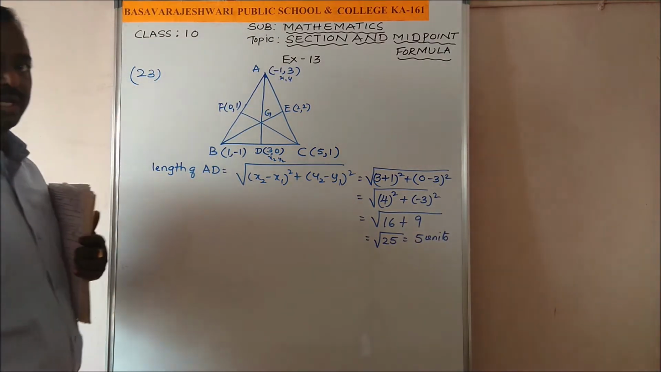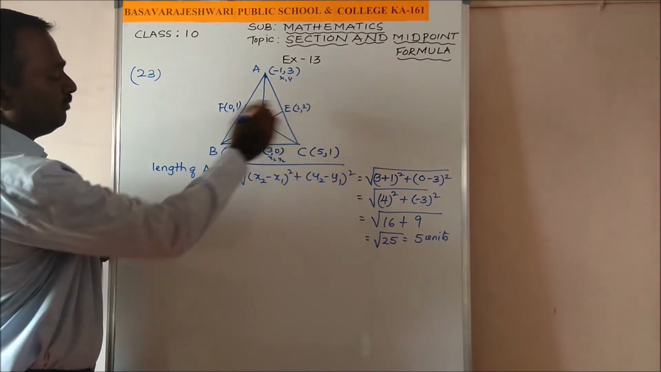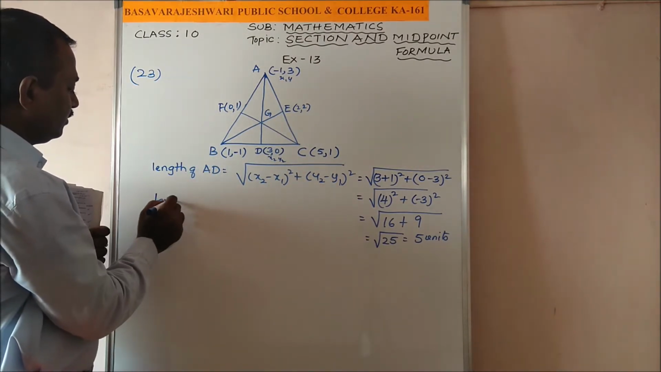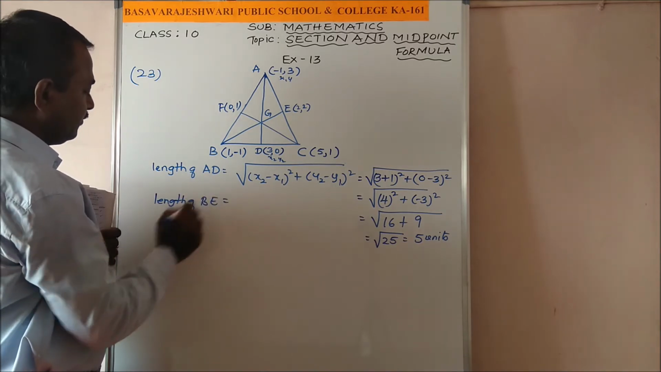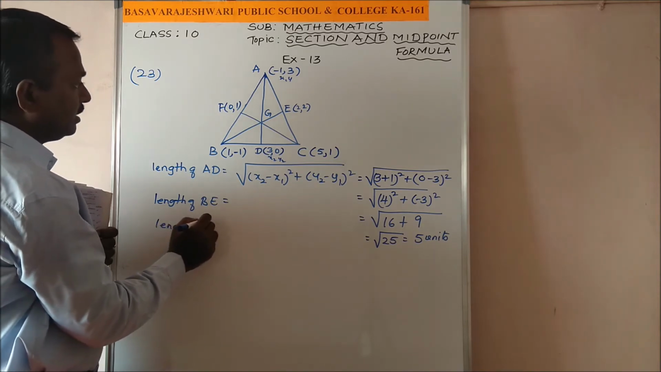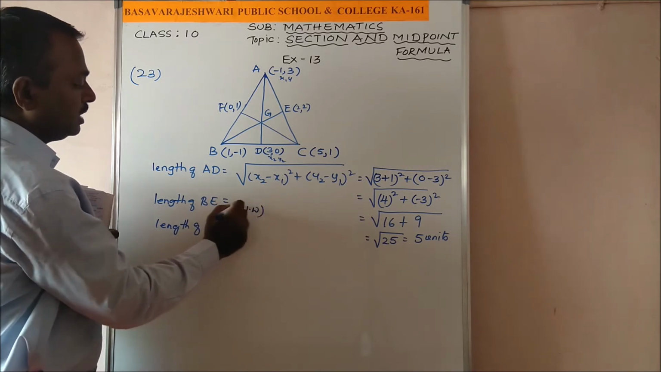Can you find the remaining lengths, children? We can find the length of BE using the same formula. Find the length of BE, and find the length of the median CF. Okay, this is homework for you.